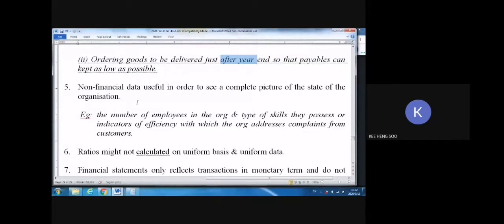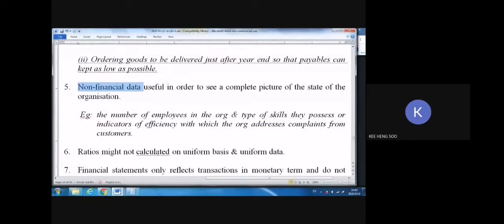So non-financial data, which are really useful in order to see the complete picture. What is it? The number of employees in the organization, and what are the skills that they possess. Indicators of efficiency within the organization. Okay. Address complaints from the customer. You got it? So these are the non-financial data.